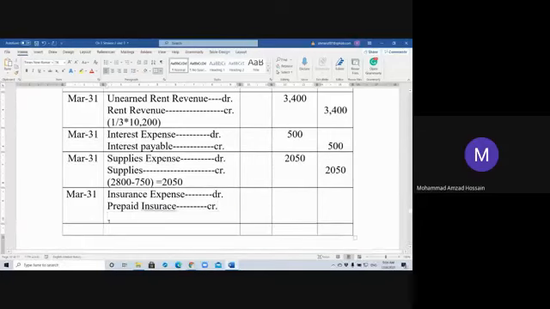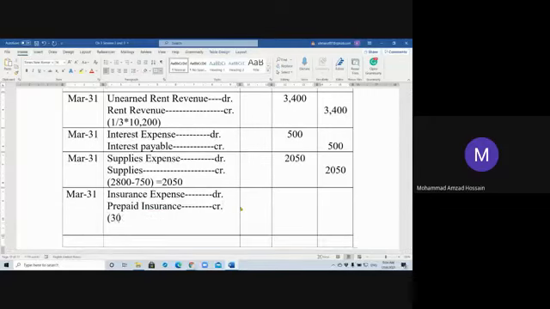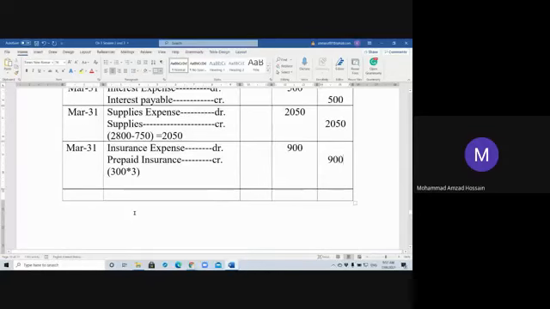What is the rate of expiry? 300 per month. 300 into 3. For 3 months, it will be 900. So that is how you will do the adjusting entry. Okay.